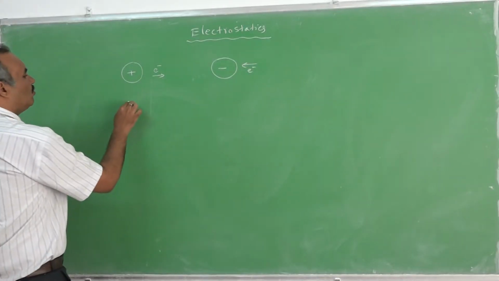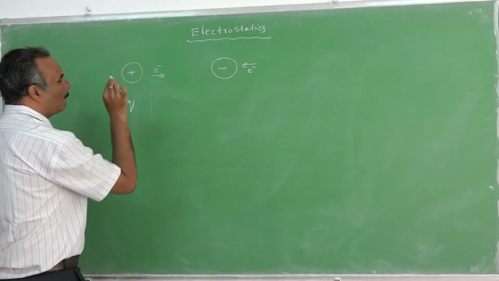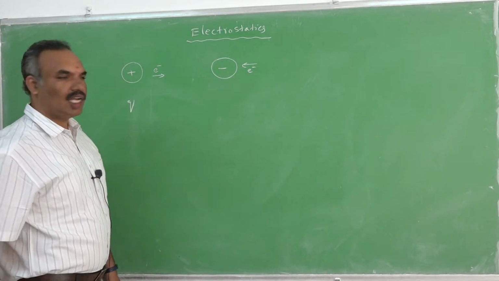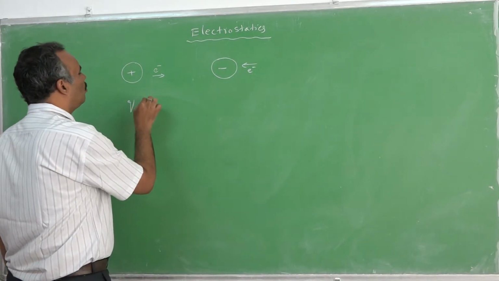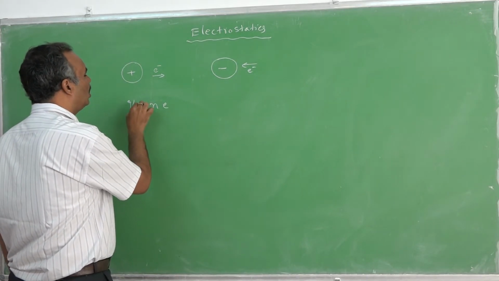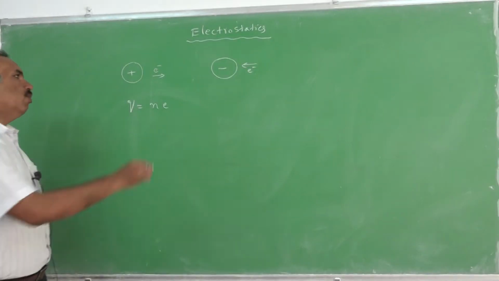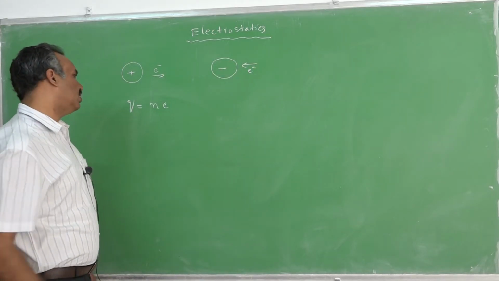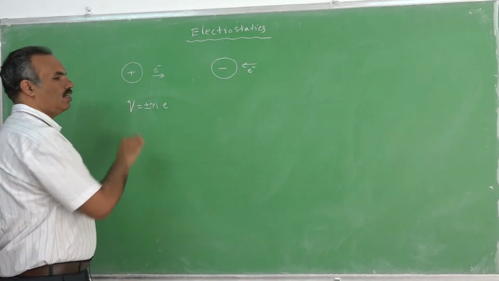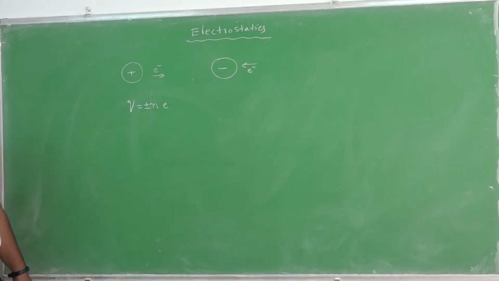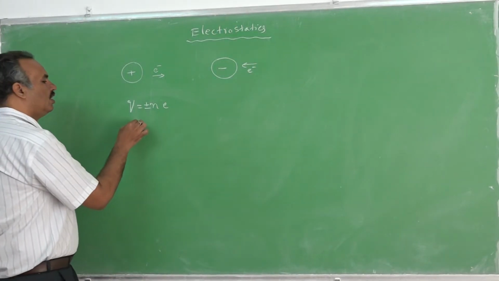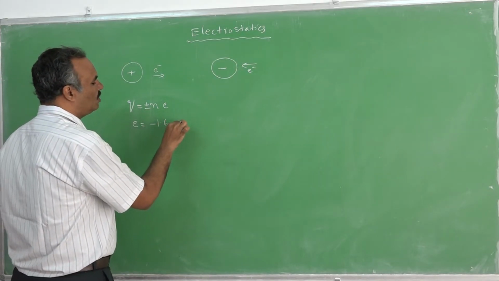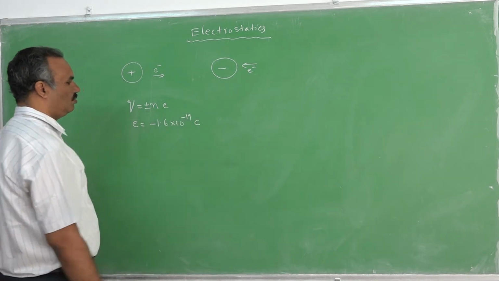The charge is represented with a letter Q. The generation of charge is involved with the transfer of electrons. Hence, charge on any body is an integral multiple of the charge of a single electron. If a body loses electrons, it will get positive charge. If a body gains electrons, it will get negative charge. So, the general formula for charge on any body is Q equals plus or minus Ne. e is the charge of a single electron, which is minus 1.6 into 10 power minus 19 coulombs.